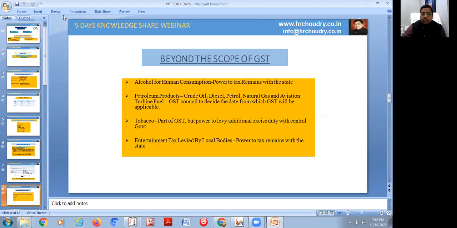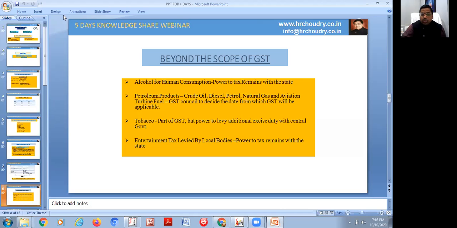Still, there are some products on which no GST is levied. Alcohol for human consumption is not under the GST Act; it is still under state control. Petroleum products are also not covered by the GST. Tobacco is also not covered under the GST.